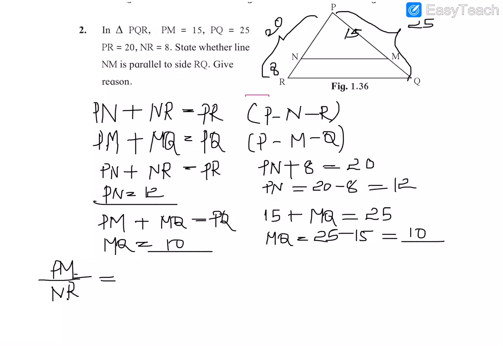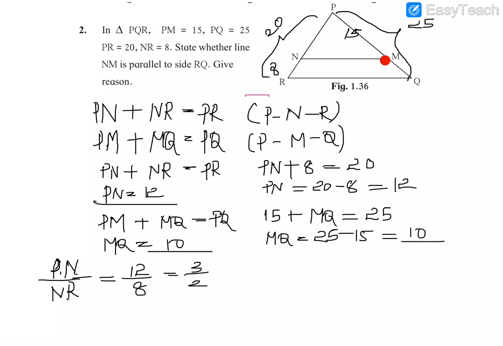PN by NR equals, the value of PN we have found is 12 and NR is 8. You can see NR is 8. So PN is 12, NR is 8. So I am going to write it. PN by NR is 12 by 8, is equal to, we can divide it by 4, so it will be 3 by 2.